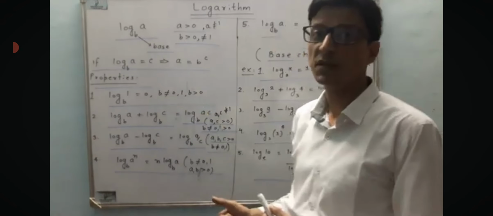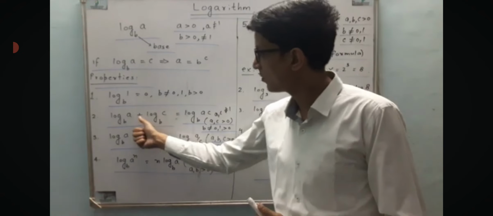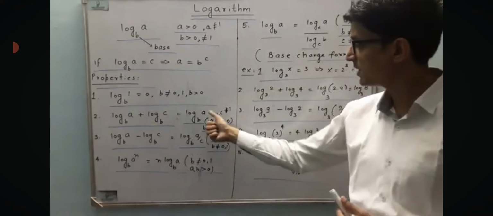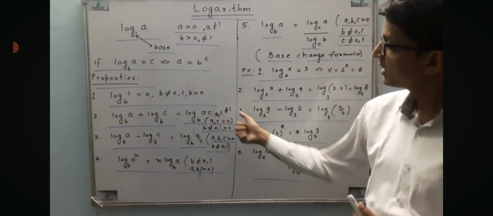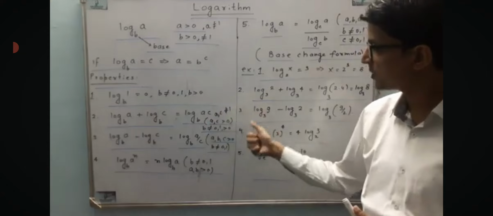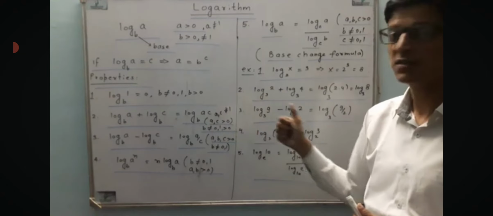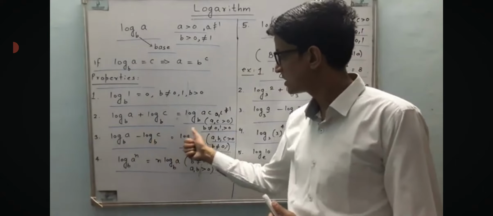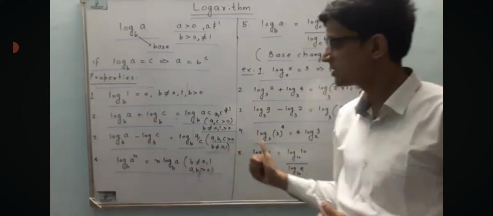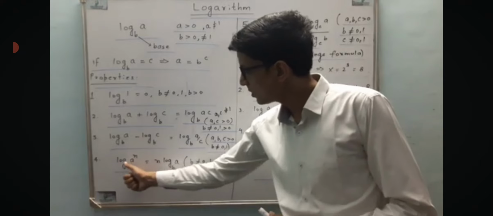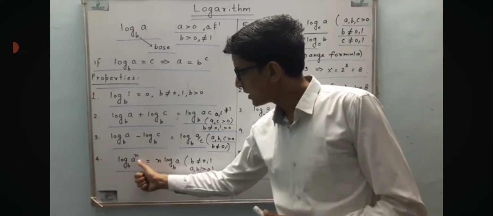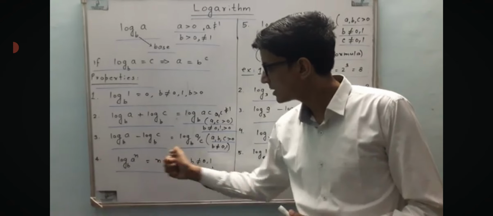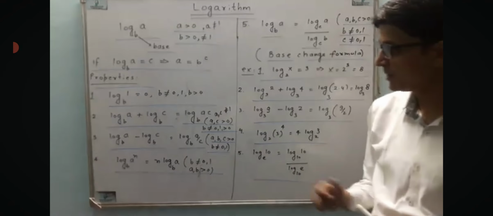The next is if we have log a to the base b plus log c to the base b, we write it as log ac to the base b. The domains are ac should be positive, and b must not be 0 or 1. Third is log a to the base b minus log c to the base b. This is log a by c to the base b under the same domains. If we have log a raised to power n to the base b, then this exponent comes out and it can be written as n log a to the base b. We have assumed that a is positive.